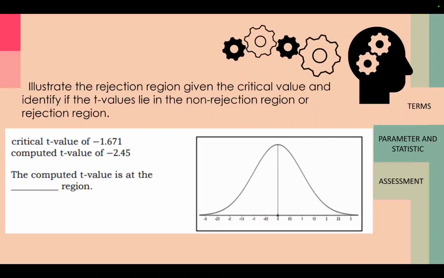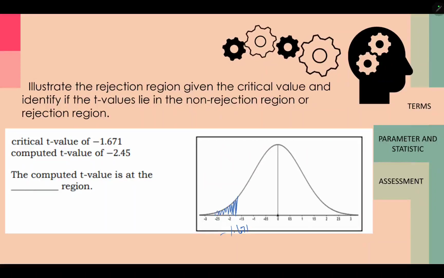Let's have this one example. The critical t-value from the table is negative 1.671. And this is our critical value, 1.671. So this is our rejection region. And then the computed t-value is negative 2.45. Here it is. So it falls under the rejection region.